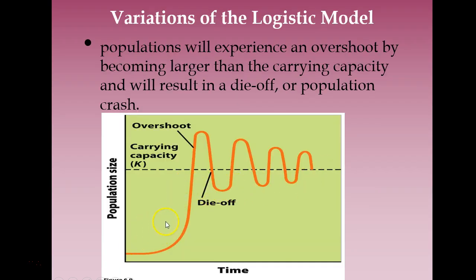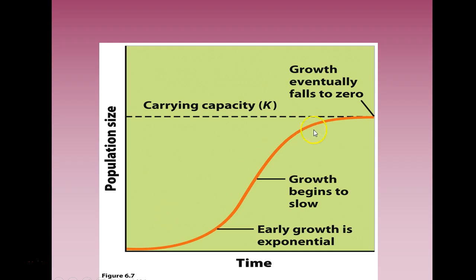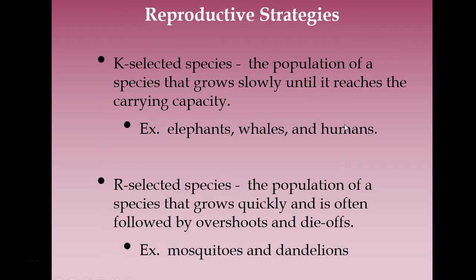They'll just kind of hover closer to the carrying capacity, kind of like this model here, with a little bit of overshoot and die-off. The R-selected species are the ones that are going to have more exponential growth and a lot of overshoots and die-offs. These are organisms that have a lot of offspring, many of which don't survive, and it leads to reaching the carrying capacity quickly, overshooting it, and then having a large drop-off in the number of organisms.